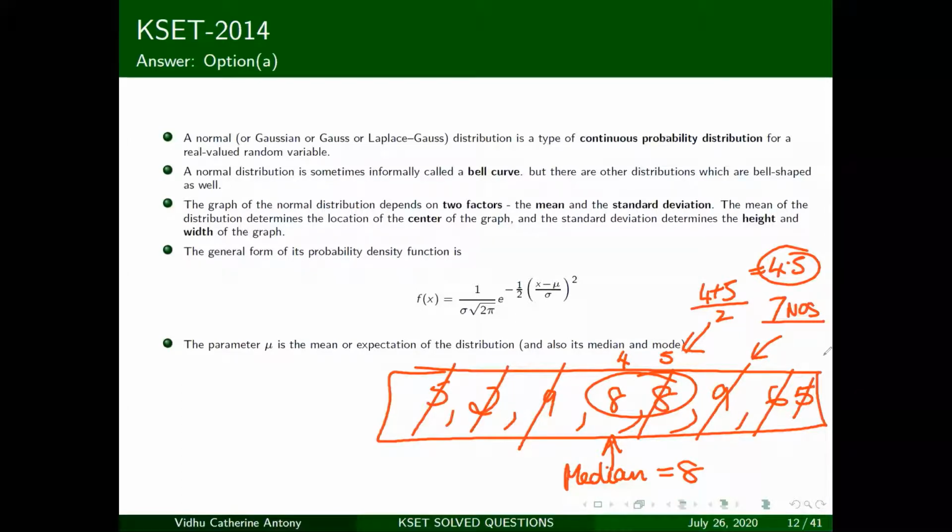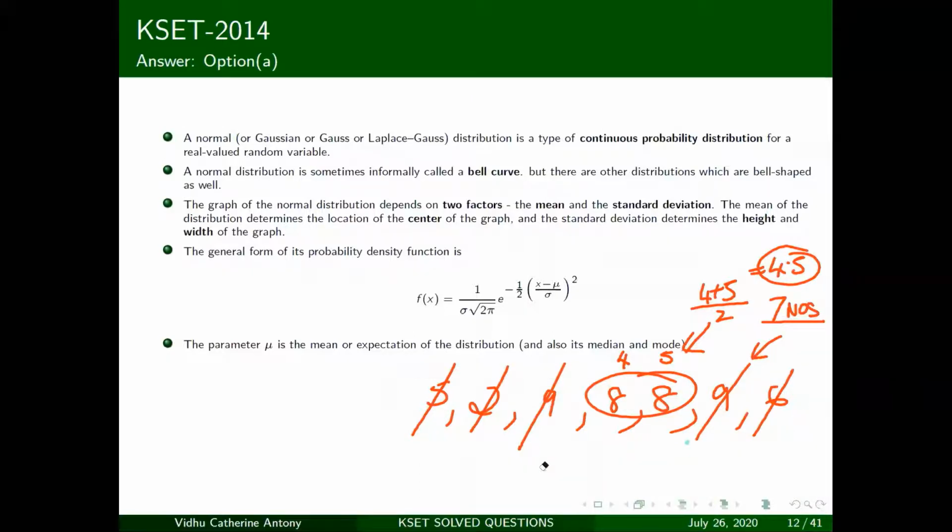What were we talking about? Let's remove this. Let's remove all these crosses. Let's remove these as well.